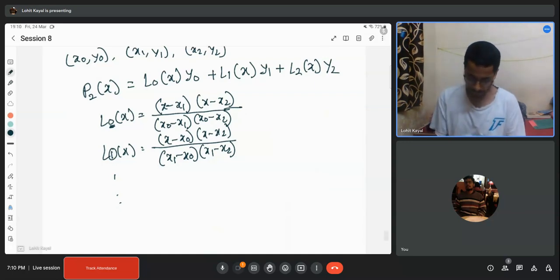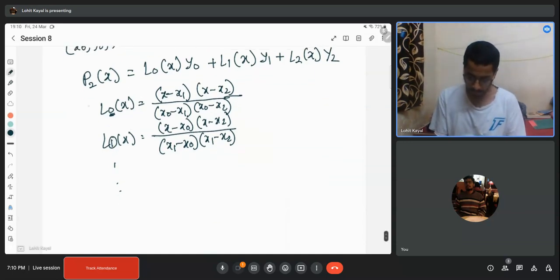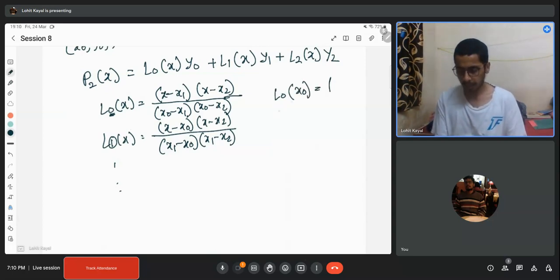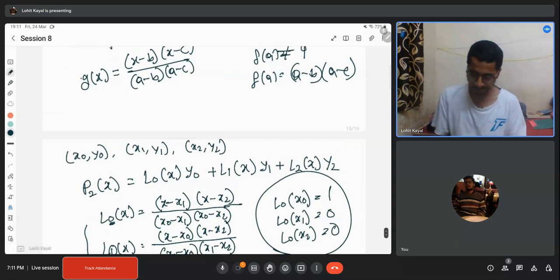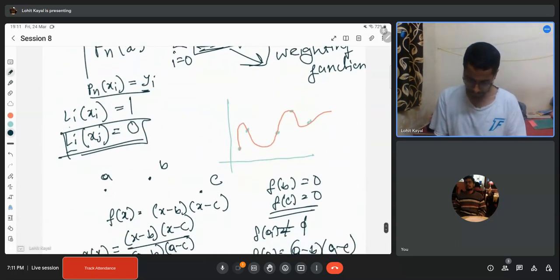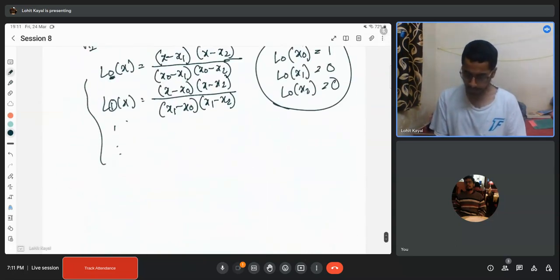So you can see that if I put L naught of x naught equal to 1, but L naught of x1 is equal to 0, L naught of x2 is equal to 0. The same thing will happen for the other two also. L1 of x1 is equal to 1, but L1 of x naught and L1 of x2 are equal to 0. All right.